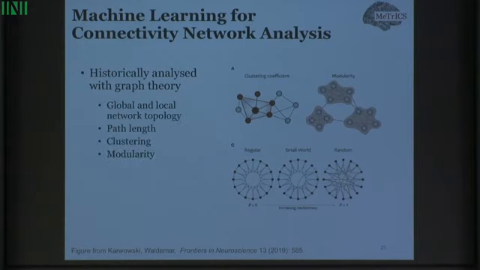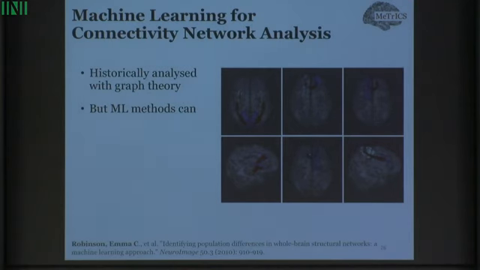So these allow us to compare across populations and investigate or make assertions about how different pathologies impact, for example, the efficiency or the resilience of networks. But machine learning has particular advantages.